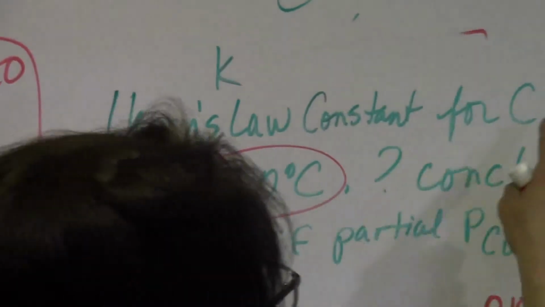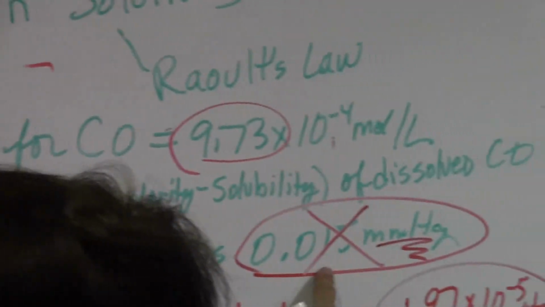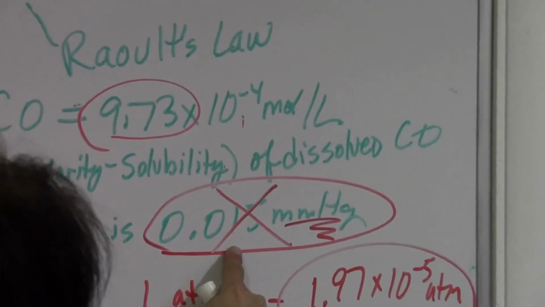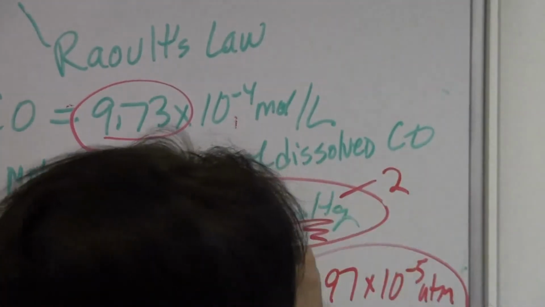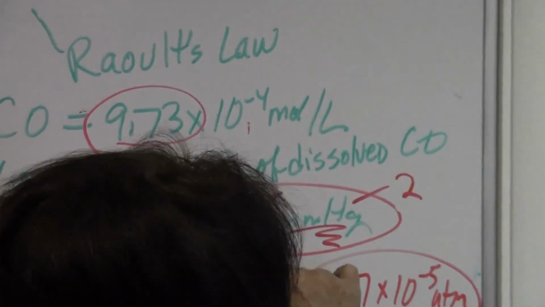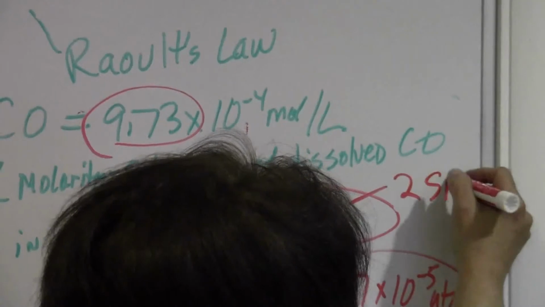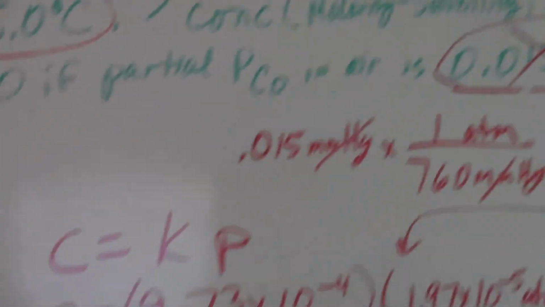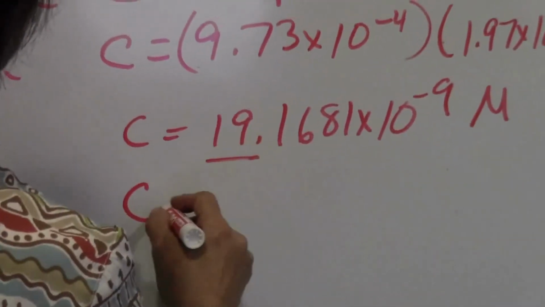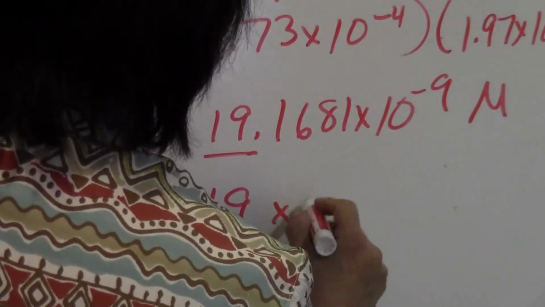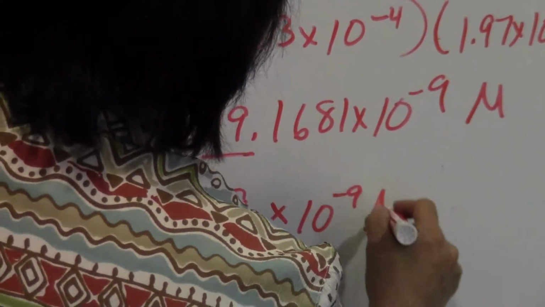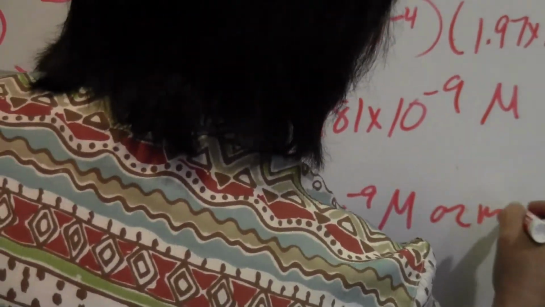3 here, 3 here, oh, 2 here. There was 2 significant figures here, 0.015, start and end. So we need our answer to be in 2 significant figures. So our solubility is going to be 19 times 10 to the -9th M, or moles per liter, or mole liter to the -1.